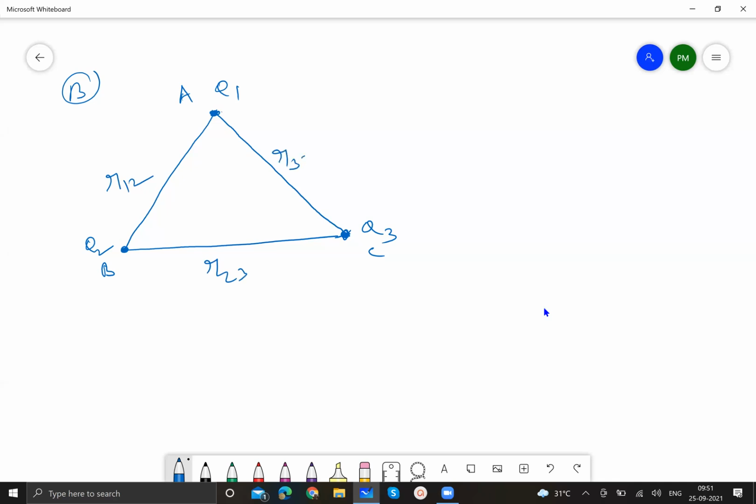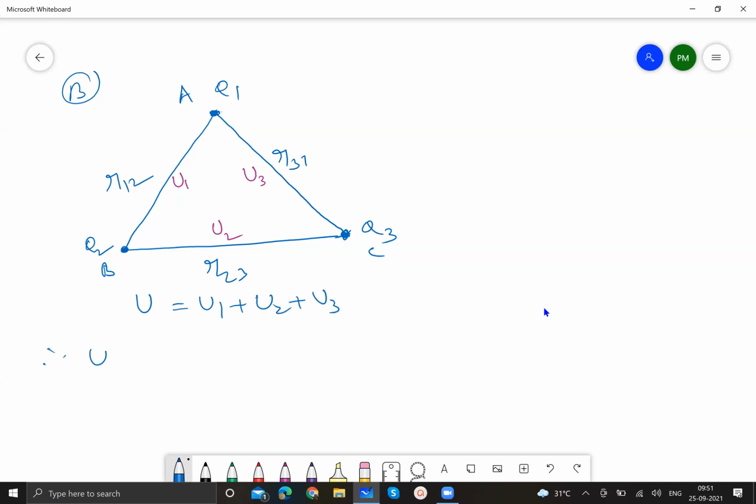R23, R31. Then Q1, Q2 should have potential energy U1. Q2, Q3 should have the potential energy U2. Q3, Q1 should have the potential energy U3. So the total potential energy of this configuration of three charges, means if you want these three charges to be stable, they should have a potential energy U is equal to U1 plus U2 plus U3.